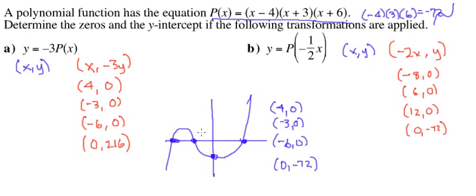The new plot, let's see if I can fit it on here, would be (-8, 0), and then it would have (6, 0), and twice as far out, (12, 0). Sorry, let's see if I can get those numbers out of the way. And our y-intercept has not changed. It's still at -72.